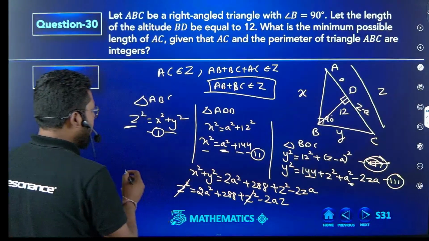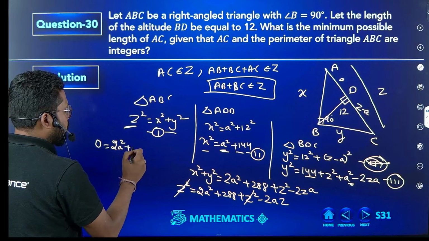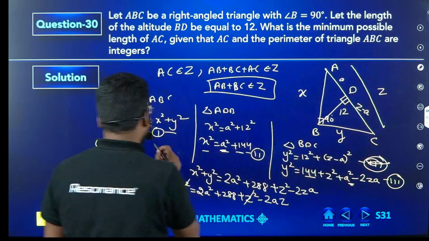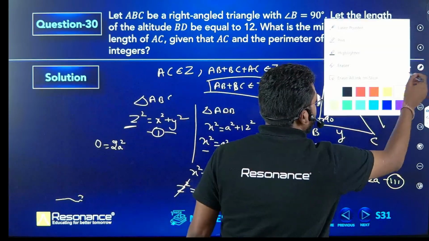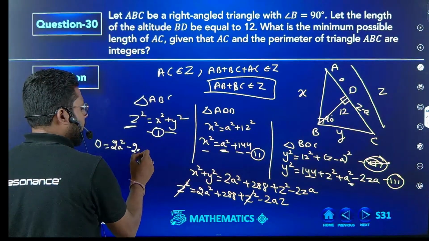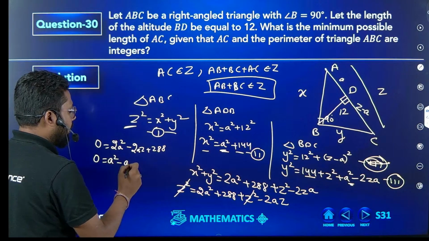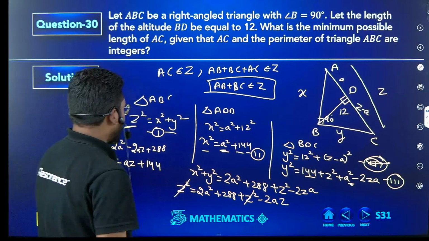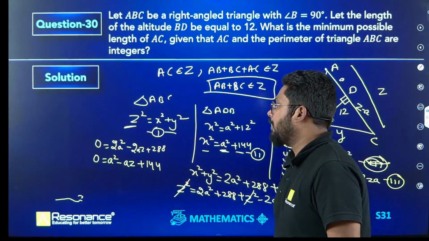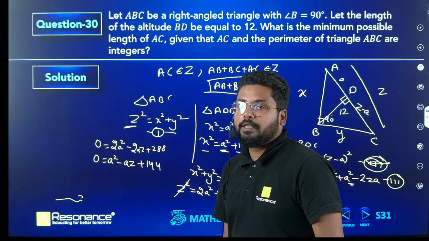next our equation will be 0 equals 2a square plus, so I'll take the second term, we'll follow the order of the quadratic equation. So it will be minus 2az plus 288, or 0 equals a square minus az plus 144. Now this is a quadratic equation in a, because it has a square.